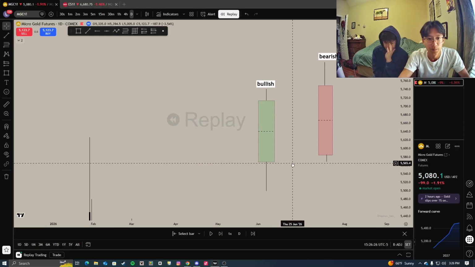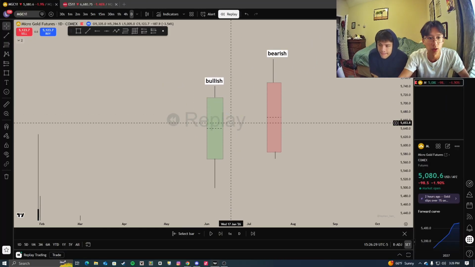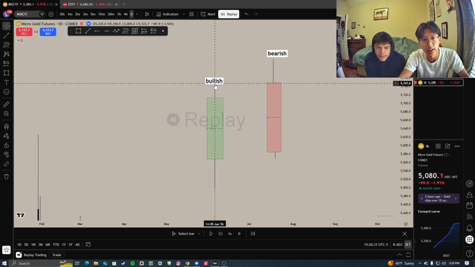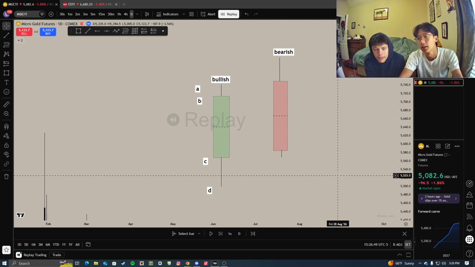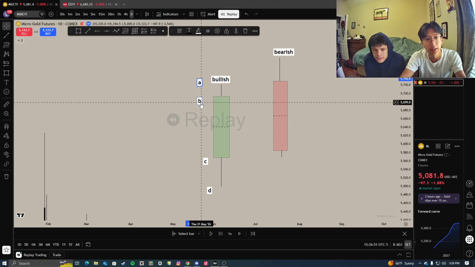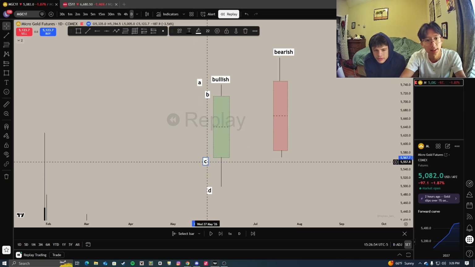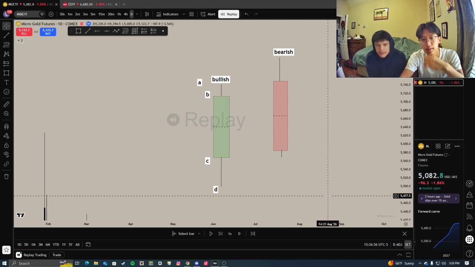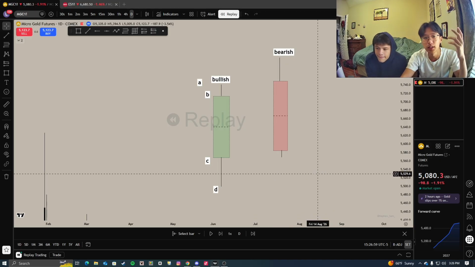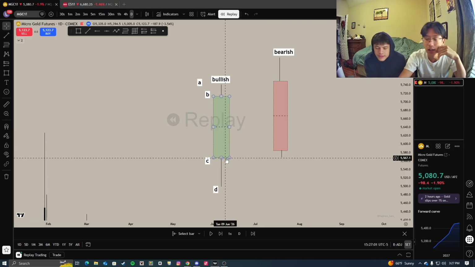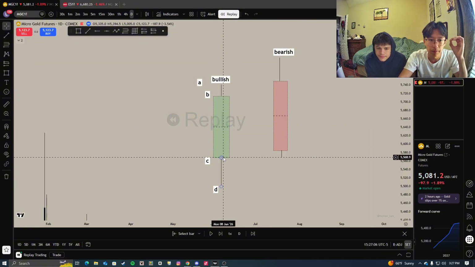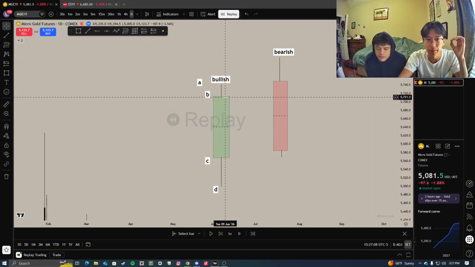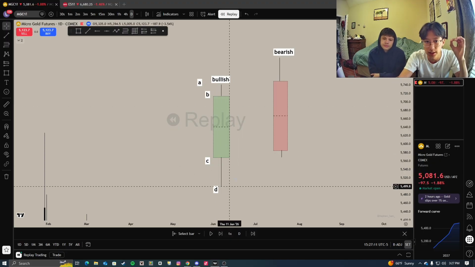Anyway, let's start off with the bullish candle. Where do y'all think it opens? A, at the tippy top, B, right here, C, right here, or D, at the very bottom? 5, 4, 3, 2, 1. Congratulations, it's actually C. Why? Because a bullish candle opens at the bottom and closes at the top. This is the story that a bullish candle tells you.